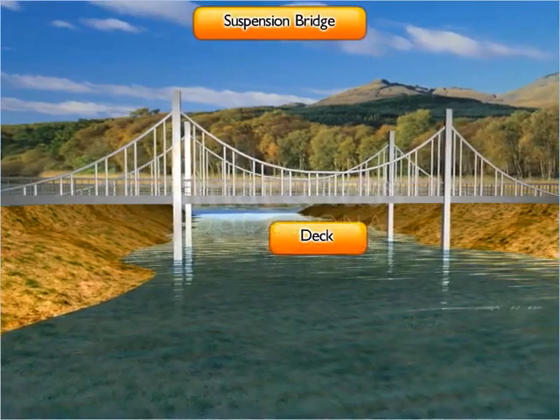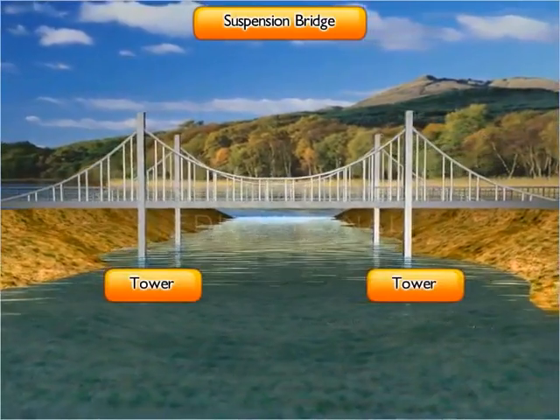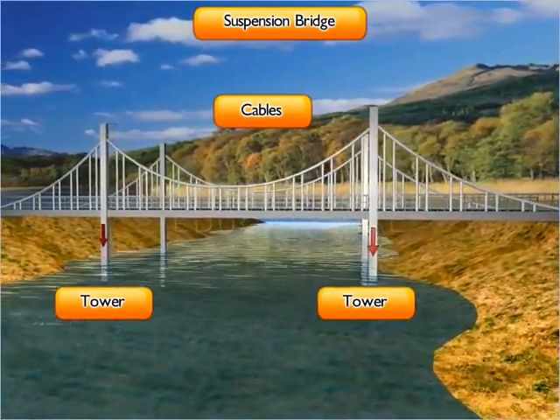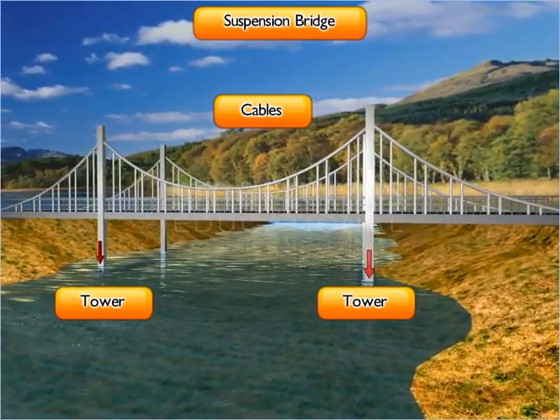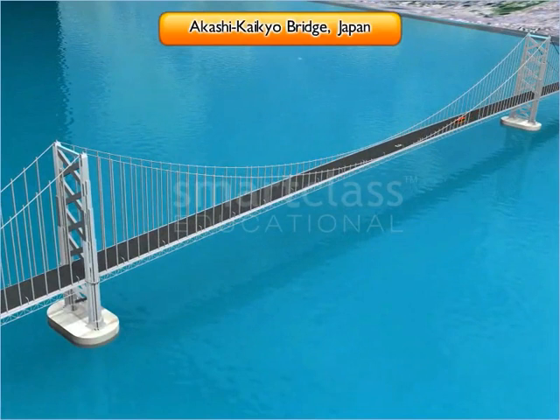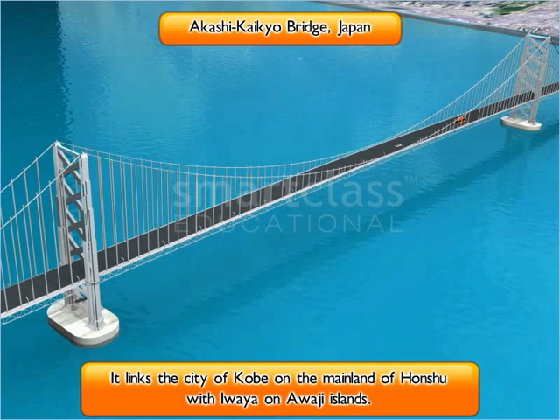The deck of a suspension bridge is hung by cables which are suspended from towers. The cables transfer the weight to the towers, which transfer the weight to the ground. The Akashi Kayo Bridge, or the Pearl Bridge, located in Japan, is the world's longest suspension bridge, measuring 3,911 meters. It links the city of Kobe on the mainland of Honshu with Iwaya on the Awaji Islands.